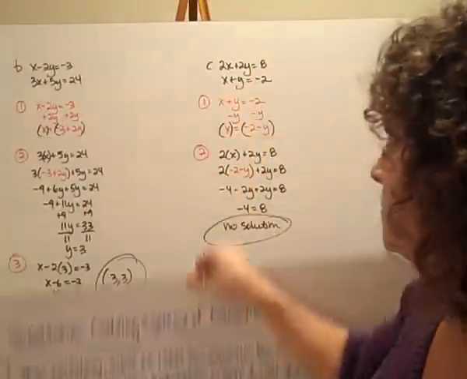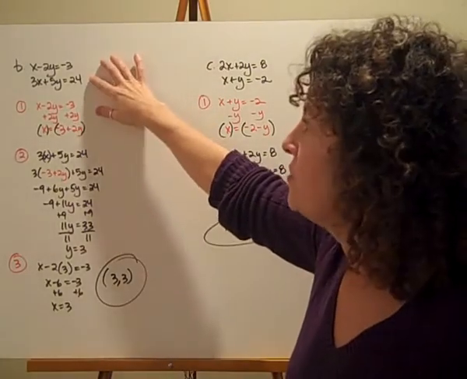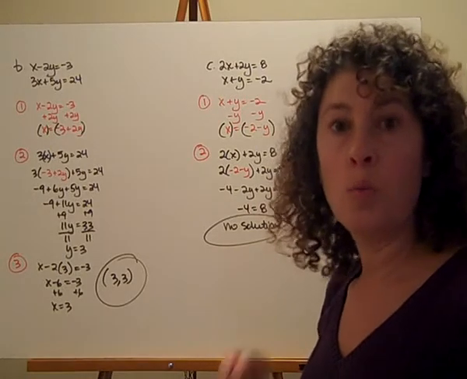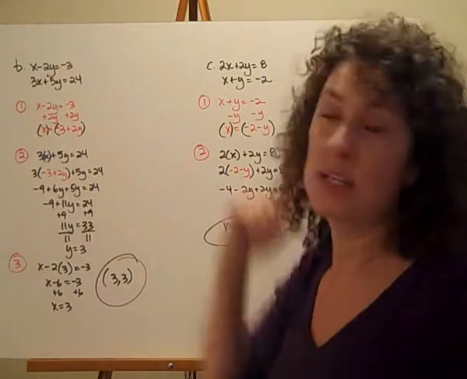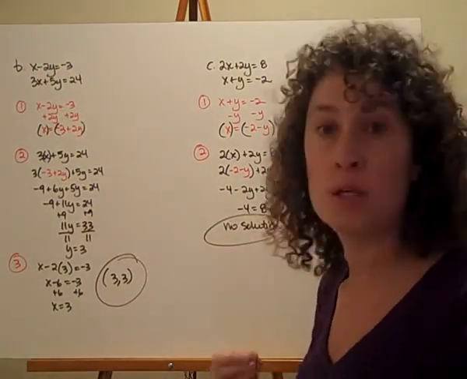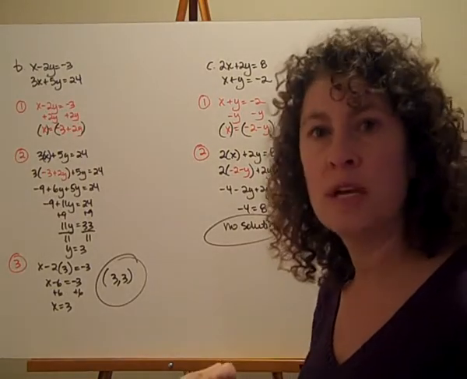Let's try a couple more. So we have x plus 2y equals negative 3, and 3x plus 5y equals 24. So that first step, get one of the variables in one of the equations by itself. So the easiest one to work from here was to get the x by itself. If you're going to use substitution, you'll probably notice that one of the variables has a coefficient of 1, and it's pretty easy in one fell swoop to get the variable by itself.